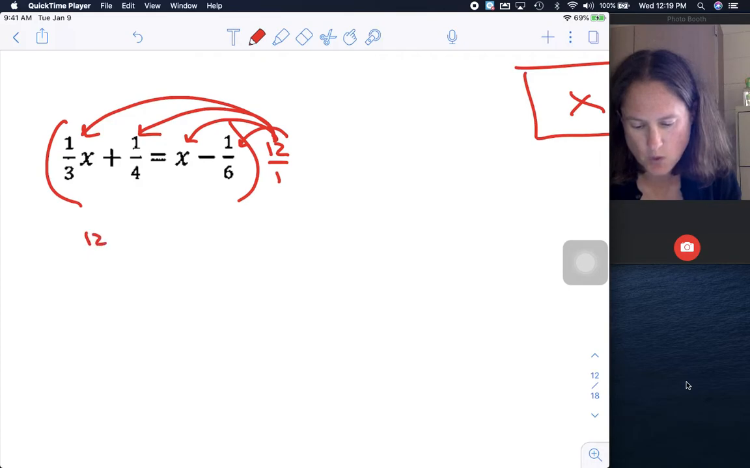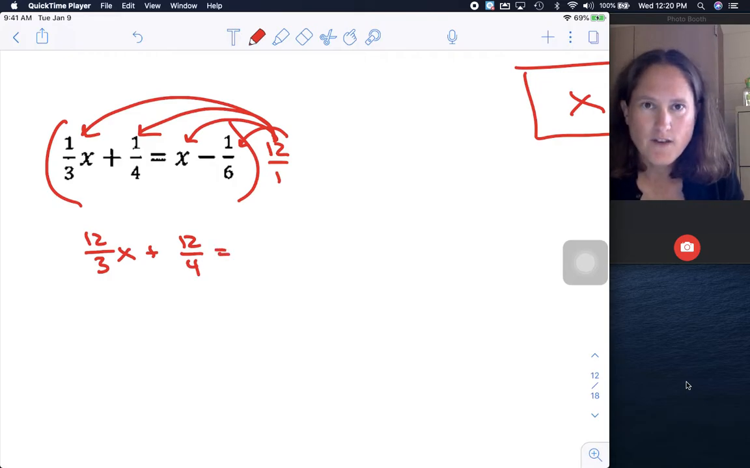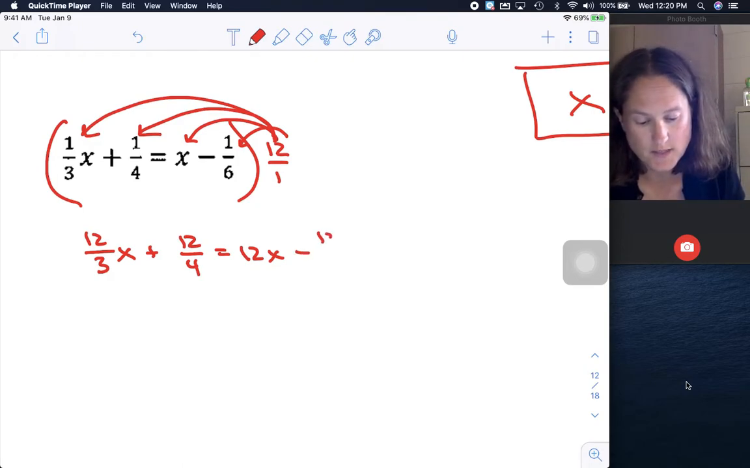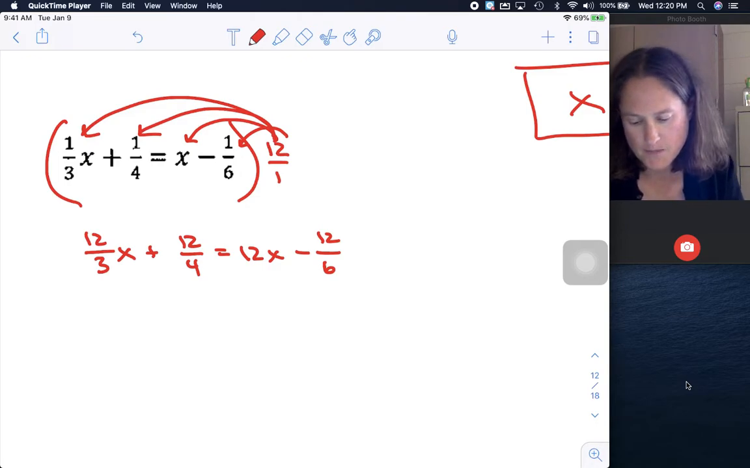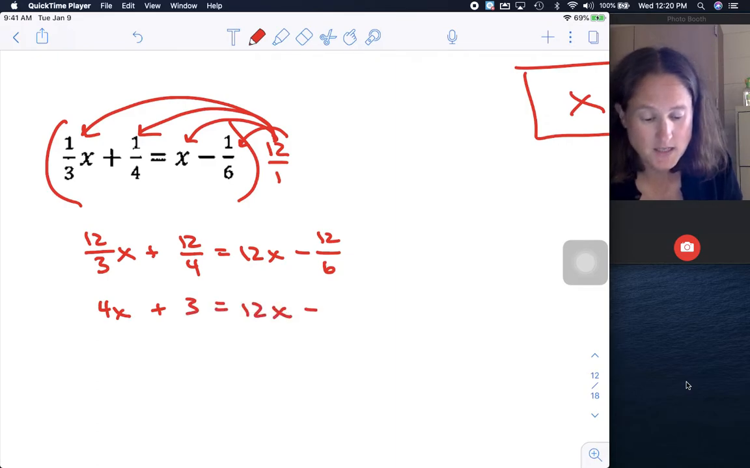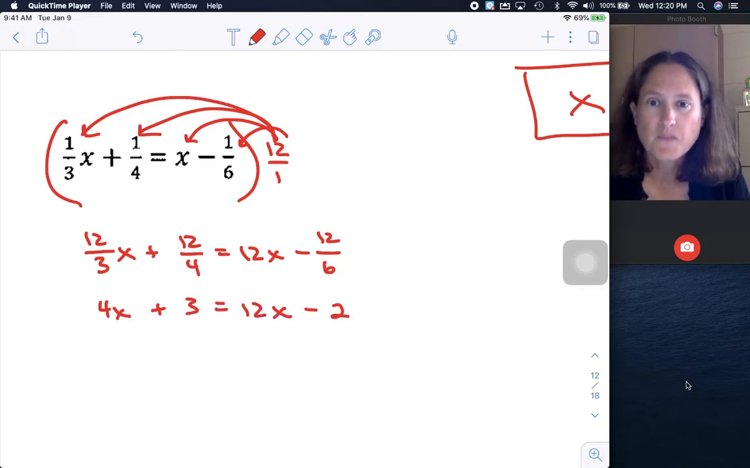So this becomes 12 over 3x plus 12 over 4 equals, x is in a fraction, so I'm just going to multiply that times 12. And then 1 times 12 is 12, and 6 times 1 for the denominator is 6. Now I can go ahead and simplify. 12 divided by 3 is 4x plus 3 equals 12x minus 2. Okay? And then from there, you should be able to continue and solve that.